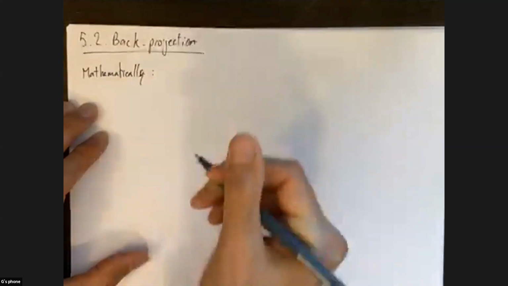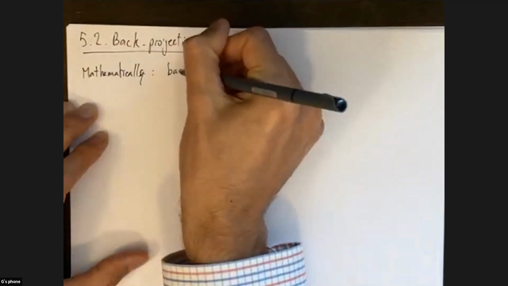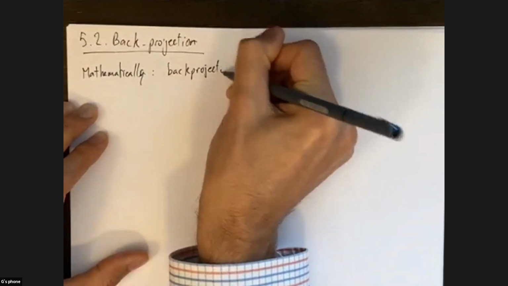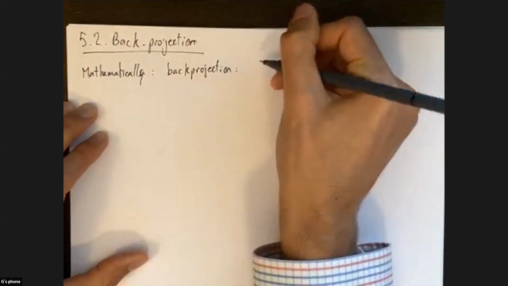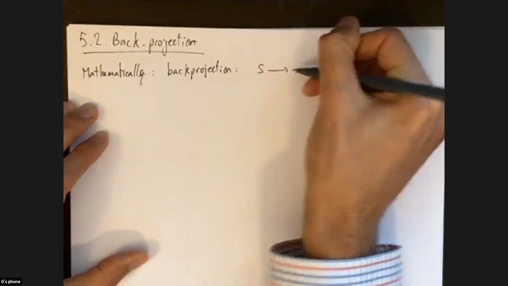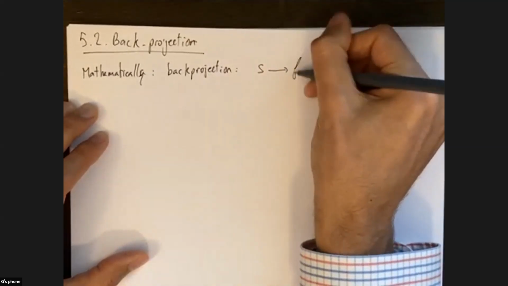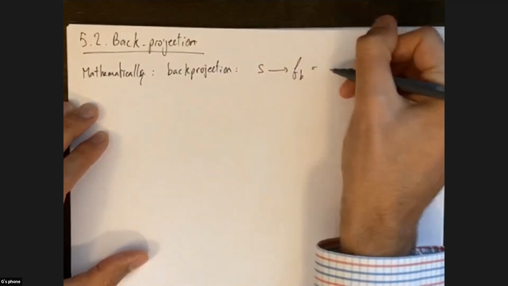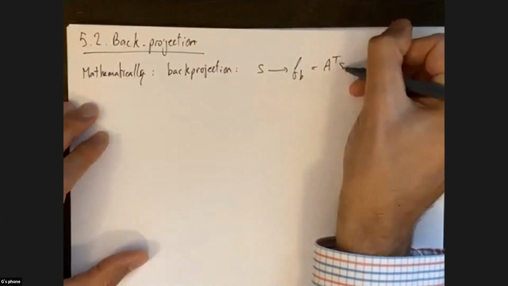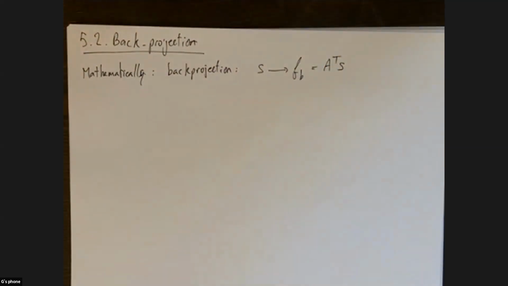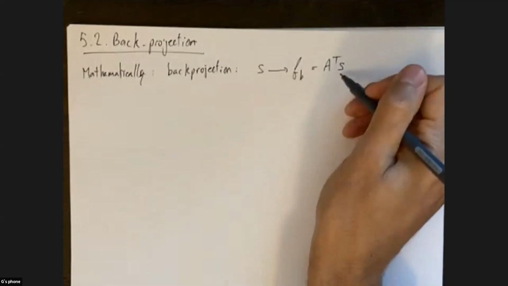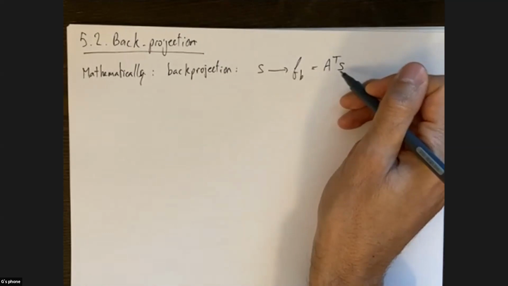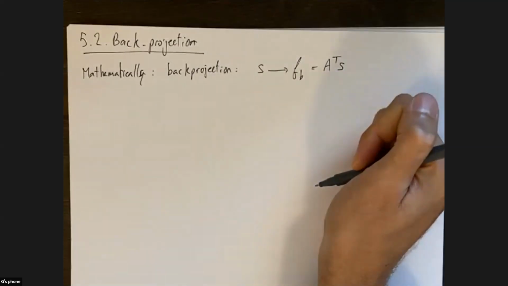Mathematically, back projection is actually a quite simple operation. If we use the matrix, it's the operation that takes a sinogram S and gives us f_b, the back projected sinogram, equal to A transpose times S. So in order to back project a sinogram, all we have to do is transpose the system matrix and then multiply the sinogram by the transpose of the system matrix.